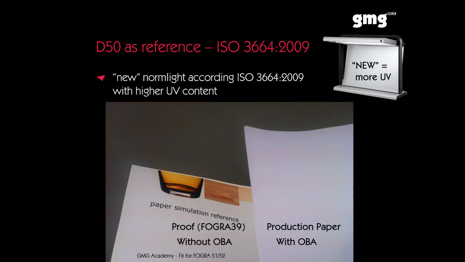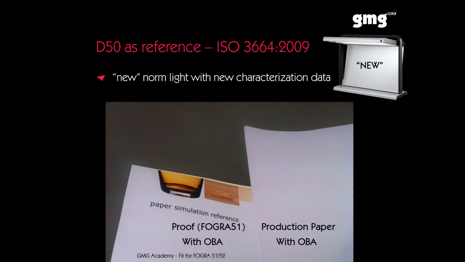So what to do, since our proof should simulate our printing situation? We have to adjust our proofs. Here we still see the new norm light situation, but on the left the proof changed. So new characterization data has been used, and the proofing substrate now contains optical brighteners as well. This is then the perfect situation to simulate the brightness and the paper tint of the actual used production paper.